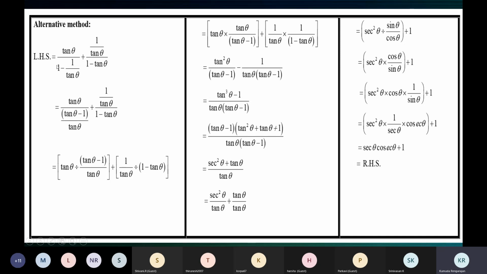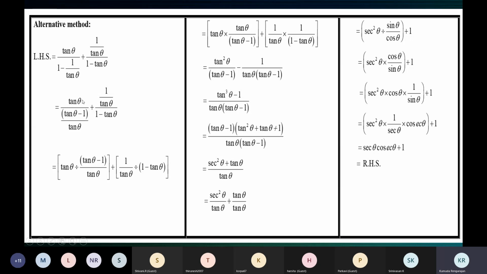Whatever you get on working, whatever you get here below tan theta is the denominator. Here cot theta is the numerator, so 1 by tan theta is the numerator. This fraction is the numerator, because cot theta is the numerator. So that is 1 by tan theta. And the denominator is 1 minus tan theta. So see here we take up the common denominator, tan theta. So we have tan theta minus 1 by tan theta. This one as it is.